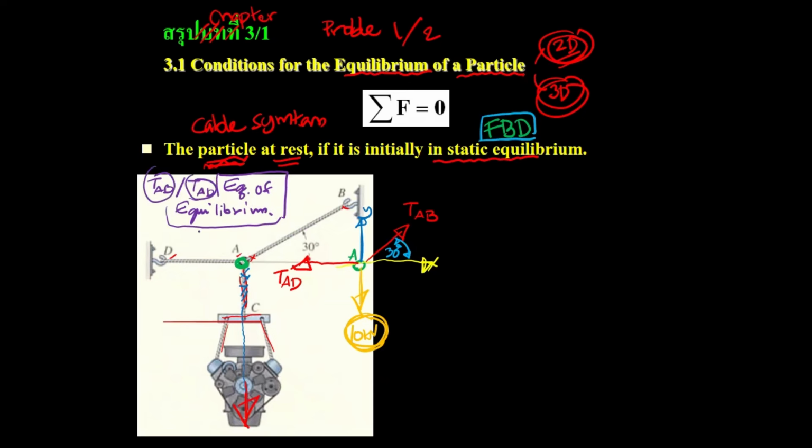Then we have the equilibrium of the particle: to be in equilibrium in the x-axis, this is in the x-axis, and also we have this one, equilibrium in the y-axis. Now we have to decide which equation we should use first.